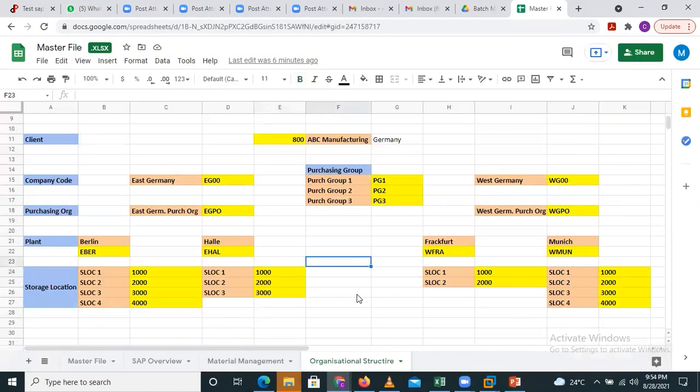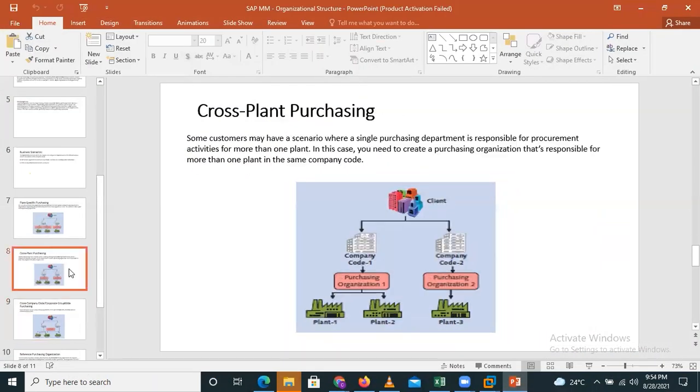Okay, so in a hierarchy, it comes between company code and plant. We can see that this purchasing organization is responsible for plants belonging to this company code. In the hierarchy, under company code, we have plants. And this purchasing organization is responsible for these plants.